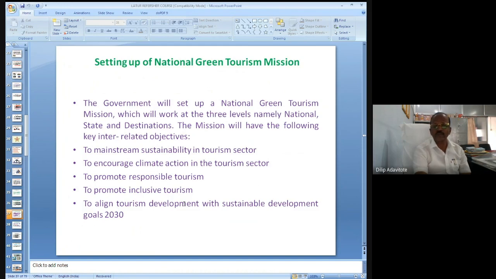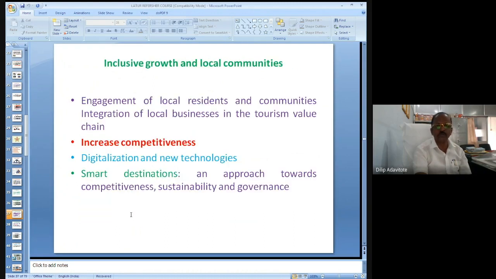And what the government is wishing to establish is a national green tourism mission. The government is setting it up, and their objectives are very clear: to mainstream sustainability in the tourism sector, to encourage climate action in the tourism sector, responsible tourism, to promote inclusive tourism, and to align tourism development with the sustainable development goals 2030.